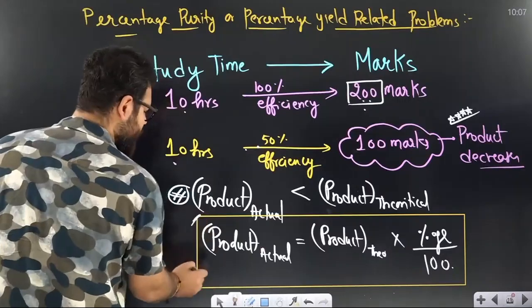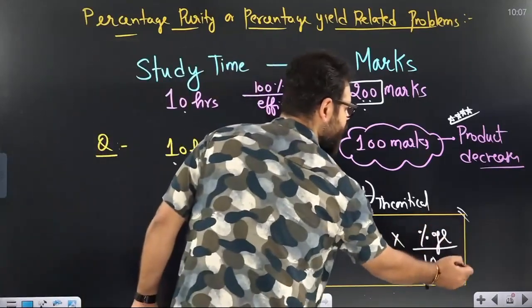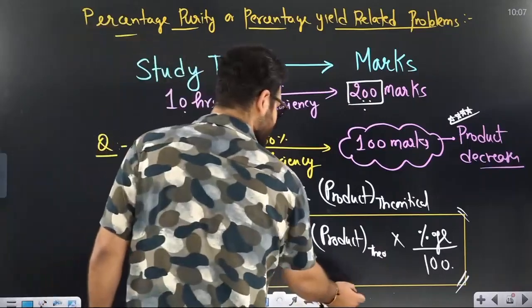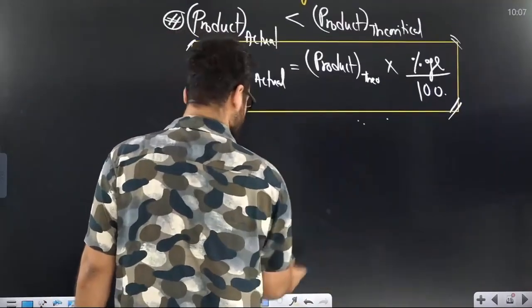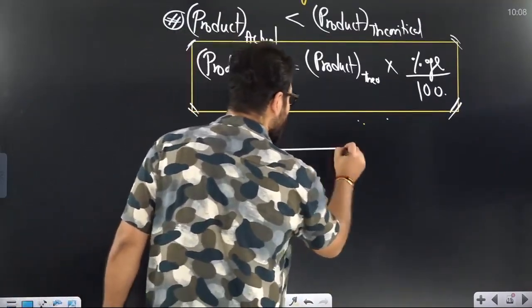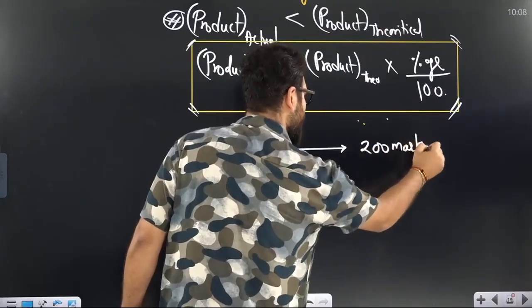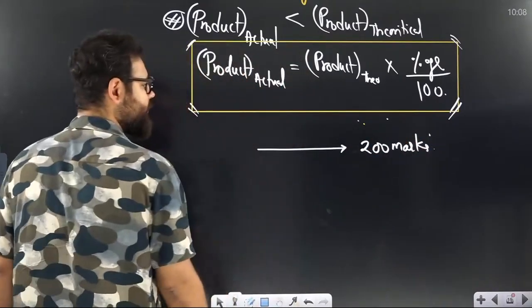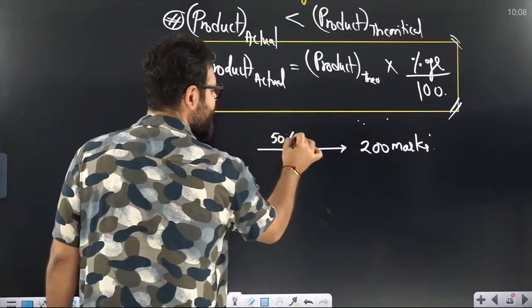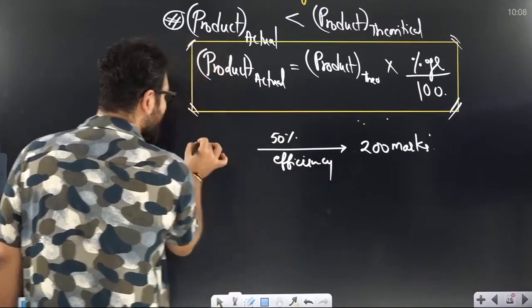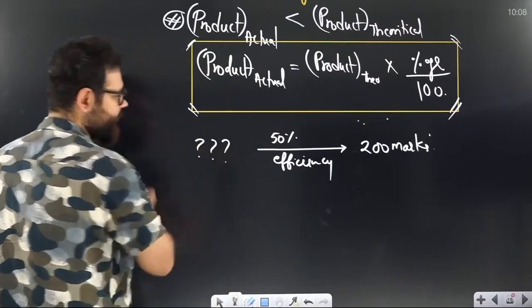And now let us talk about the reactant. All of you see here? Again, I'm asking the same question. This time, I want to get 200 marks. I'm studying with 50% efficiency. How many hours should I study?